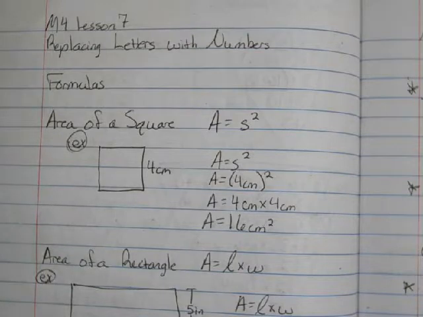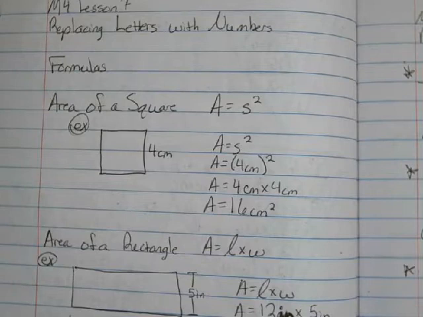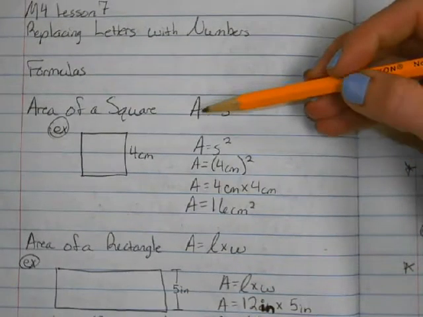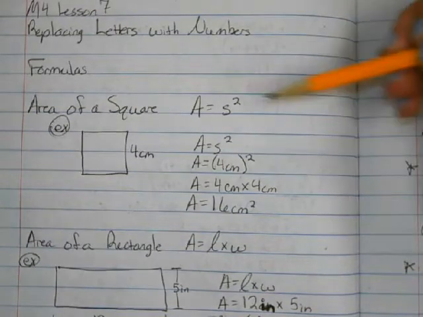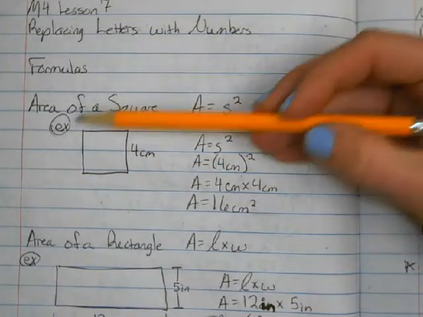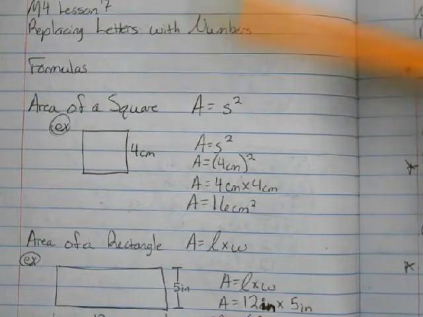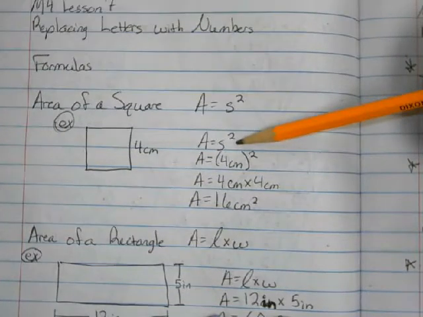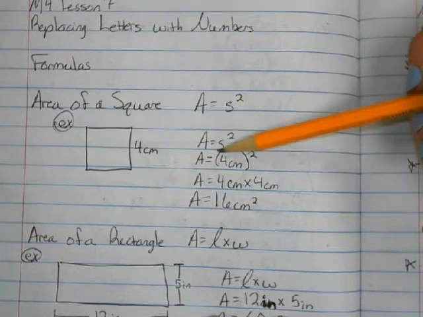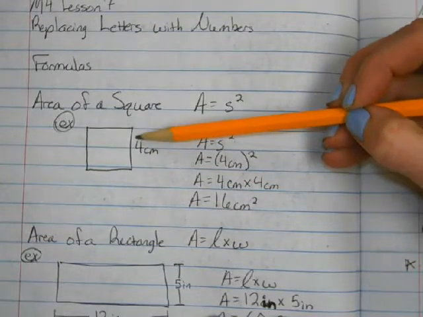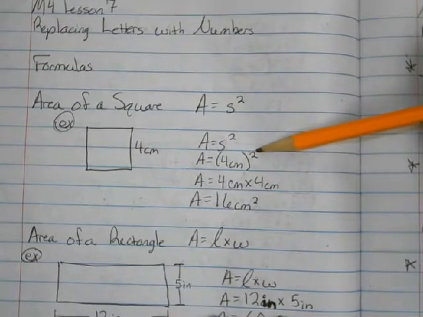So an example below, you have formulas you'll need to know for this lesson. The area of a square, the formula is A equals S squared. S stands for side. And down here we have our example. The example is a square, and it says the side length is 4 centimeters. First you write the formula, A equals S squared. Then you replace the variable, which is S, with the number.